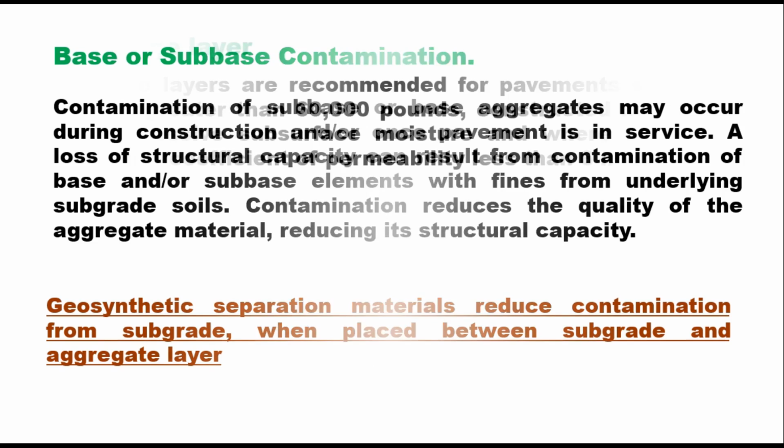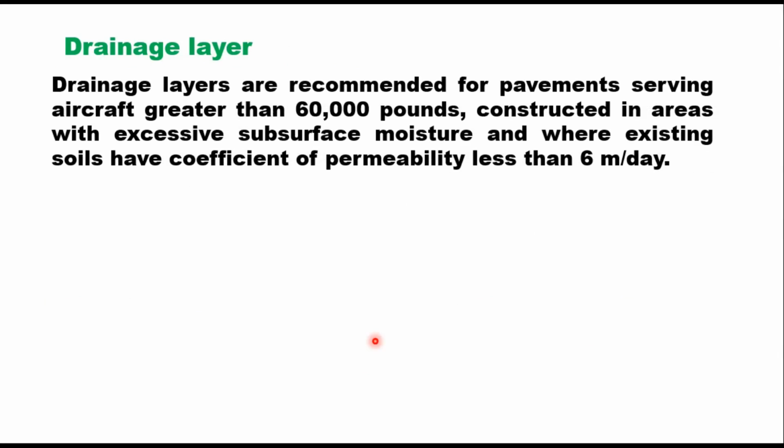Then comes the drainage layer. Now, drainage layers are recommended for pavements serving aircraft greater than 60,000 pounds, that is 27,200 kg. Constructed in areas with excessive subsurface moisture and where existing soils have coefficient of permeability less than 6 meters per day. Drainage layer facilitates the quick removal of excess moisture from the pavement structure.